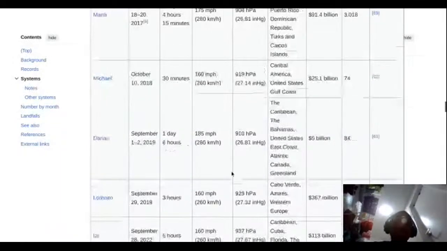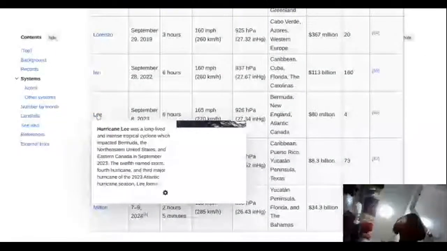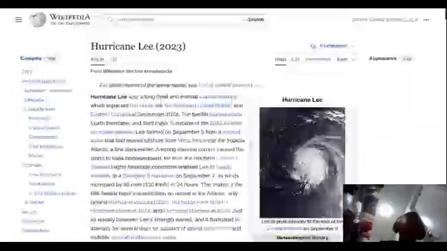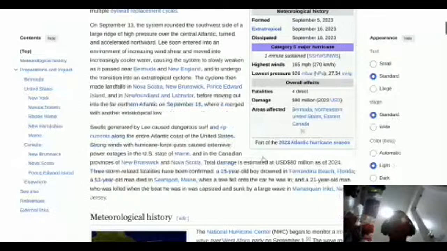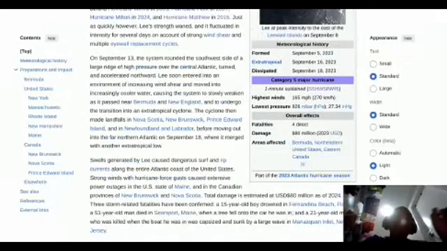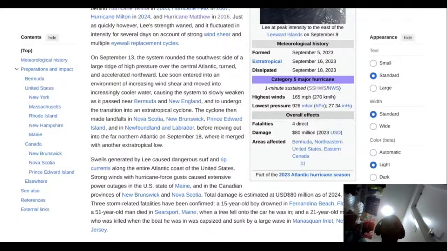Okay, let's go to the next one. Next one I want to talk about is Hurricane Lee. And he might get the touchdown, made landfall on September 5th, 2023 and dissipated on September 18th, 2023, causing a major outbreak for the whole entire United States. Risk of tornadoes. This was a Category 5 major hurricane with 165 miles per hour. 4 fatalities only.